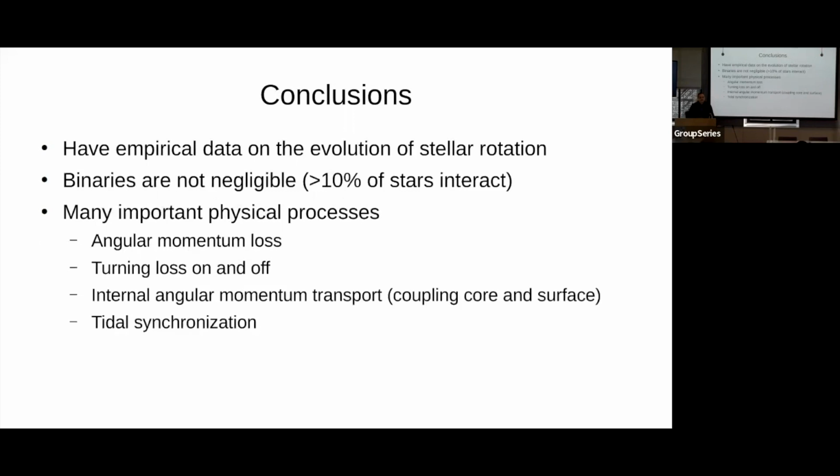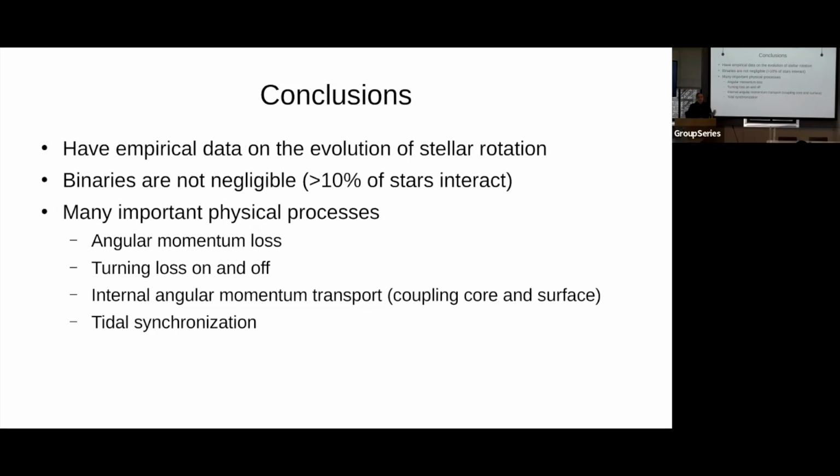So hopefully I've convinced you over the course of this talk that we have empirical data on the evolution of stellar rotation from the pre-main sequence through the main sequence through the red giant branch. And that binaries are not a negligible part of this process, that more than 10% of stars are interacting with something over the course of their lifetime, and that we can start to identify these systems, identify them pre-interaction, identify them during the interaction, identify them post-interaction.